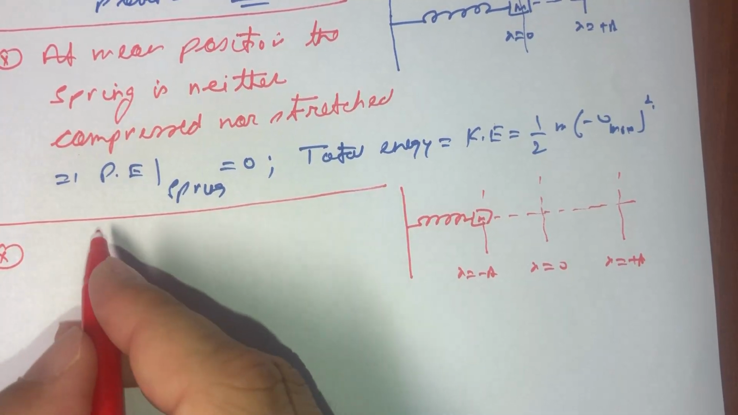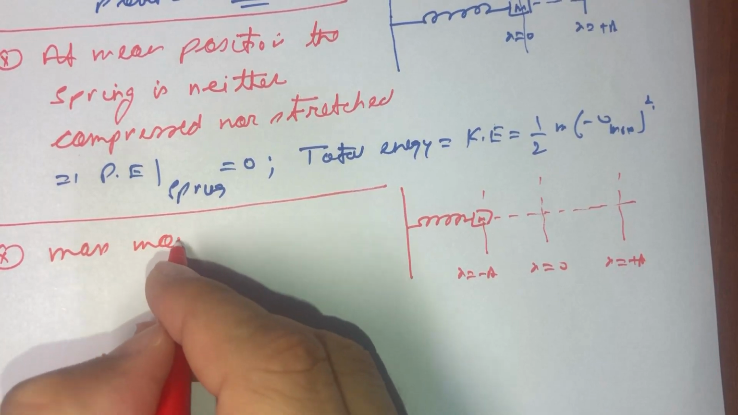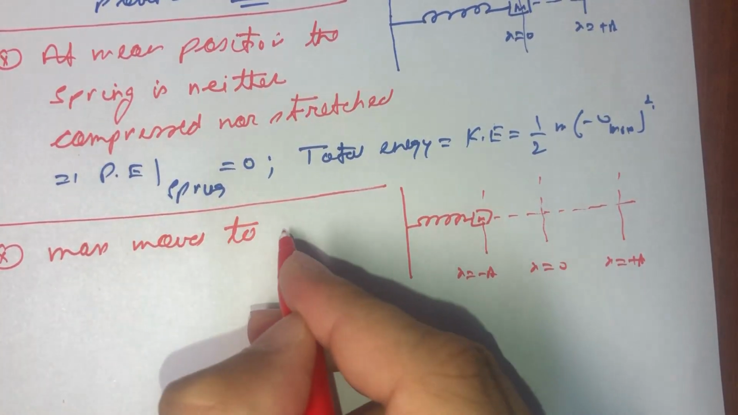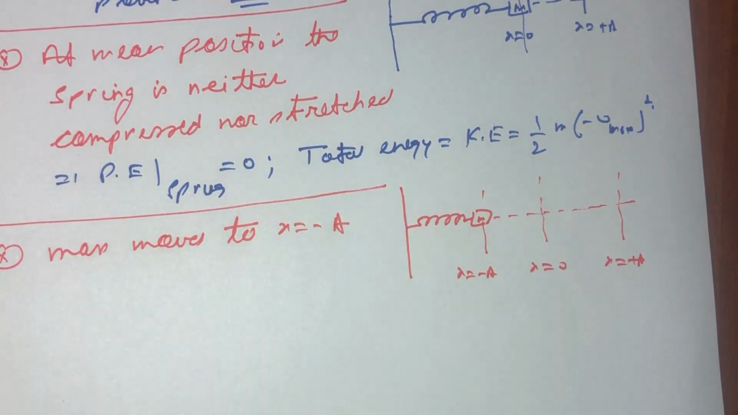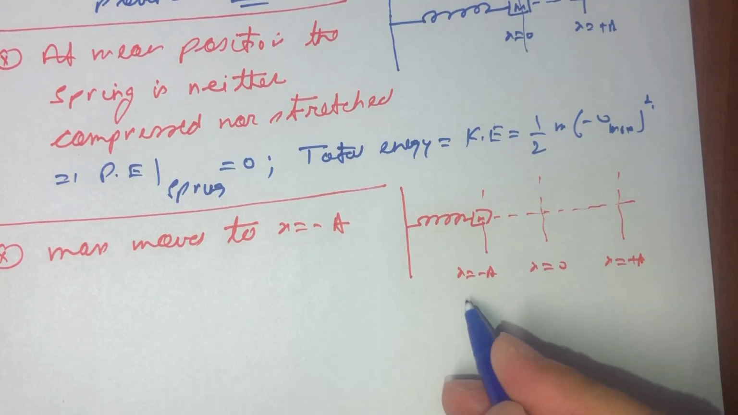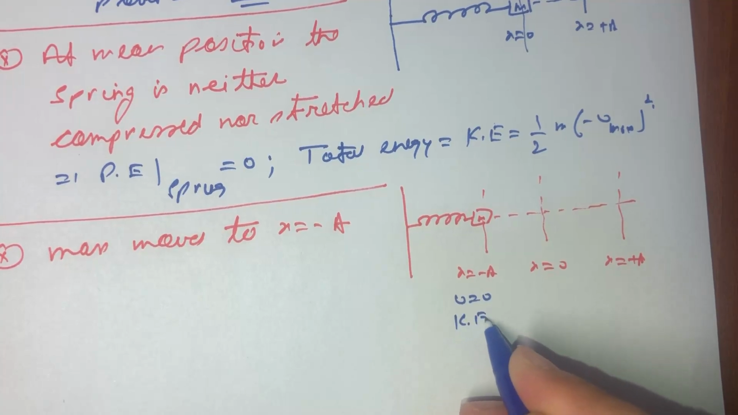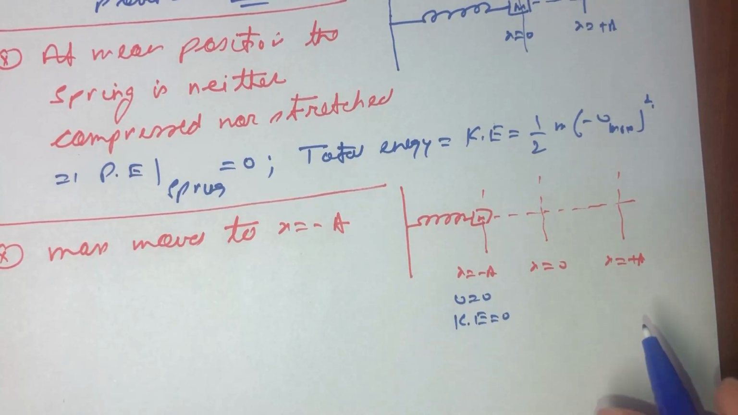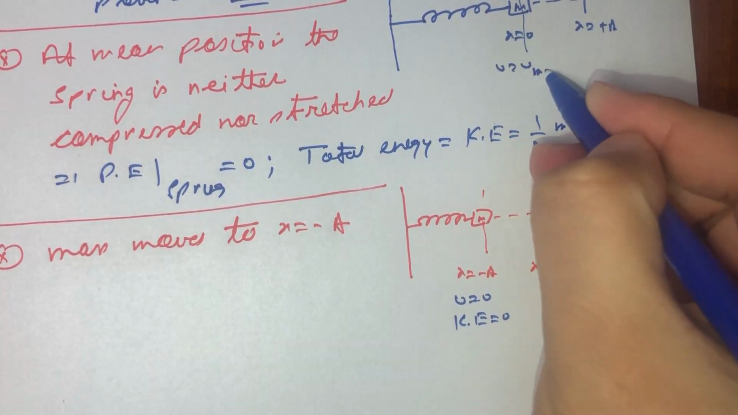So we can say the mass moves to x equal to minus a, and once again at this point the velocity will be equal to 0, therefore the kinetic energy will also be equal to 0, and in the mean position the velocity will be equal to v max.